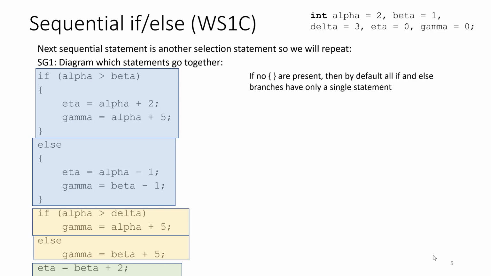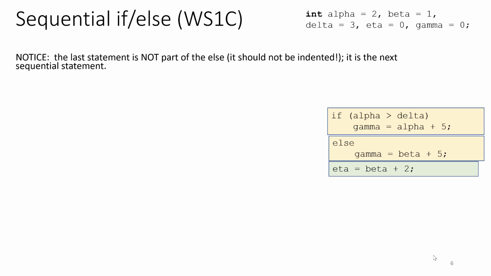Notice that the last statement here is the last sequential statement. It is not part of the else and should not be indented. It's the next sequential statement. On to subgoal 2 for this second if statement.